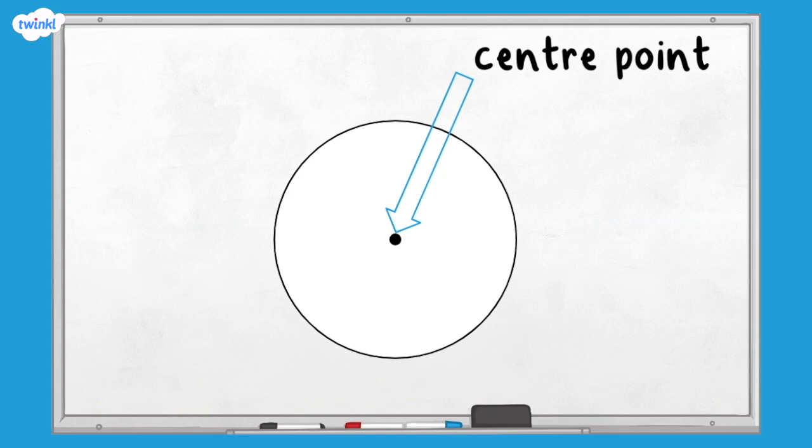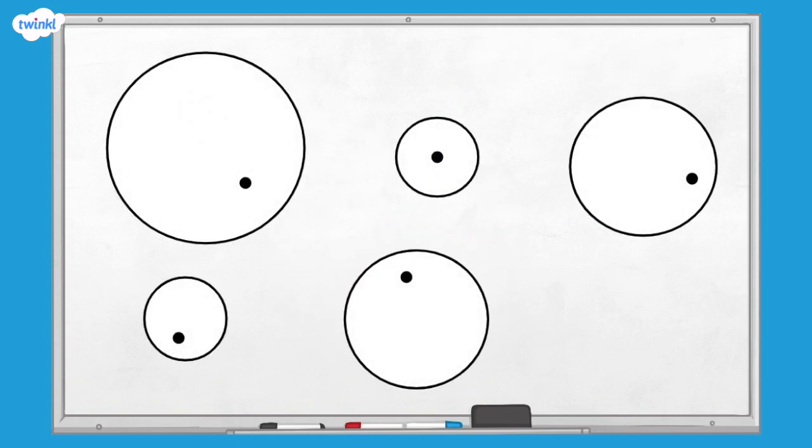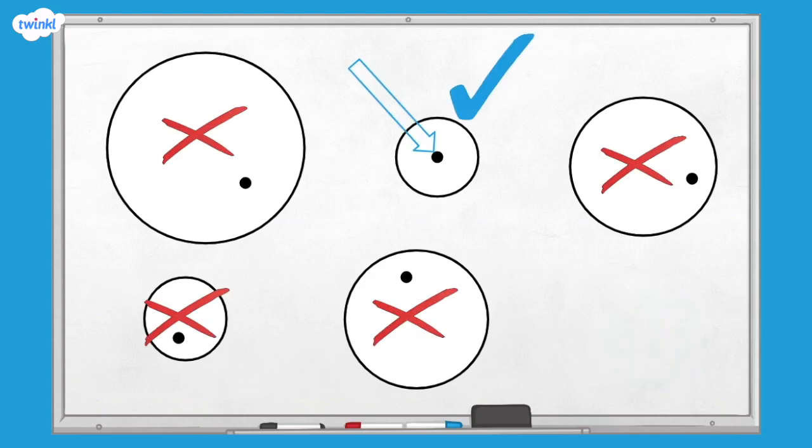The centre point of a circle is important because it is the only point in the circle that is the same distance from anywhere on the edge of the circle. Notice how the arrow doesn't change in length as it travels around the edge of the circle. This is because the distance from the centre point to the edge of the circle doesn't change. Do you think you can identify which of these circles has had the centre point marked correctly? Only this circle has the centre point marked correctly, as it's in the centre of the circle. None of the other circles have marked the centre point exactly in the centre of the circle.